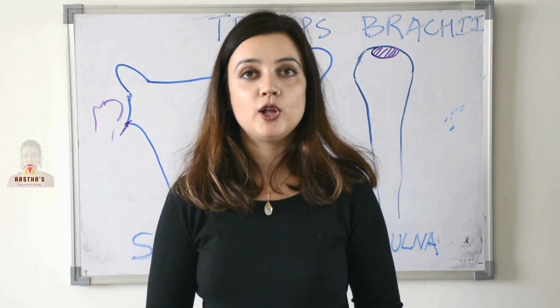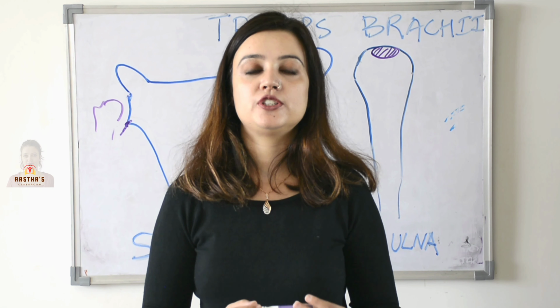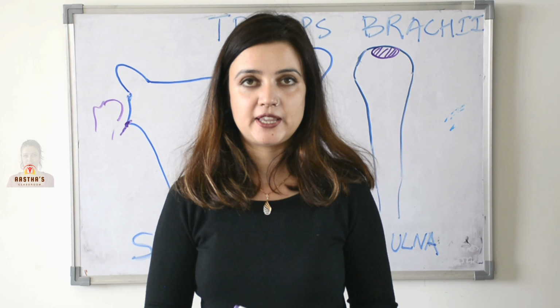Now coming to the nerve supply of this muscle, all three heads of triceps brachii are supplied by the radial nerve, which is the branch of the posterior cord of the brachial plexus.